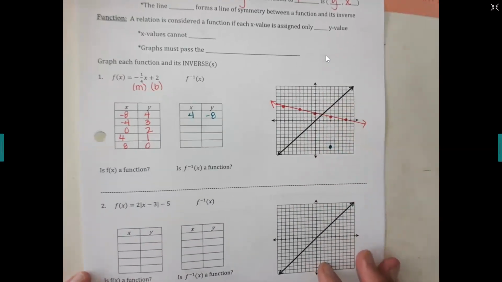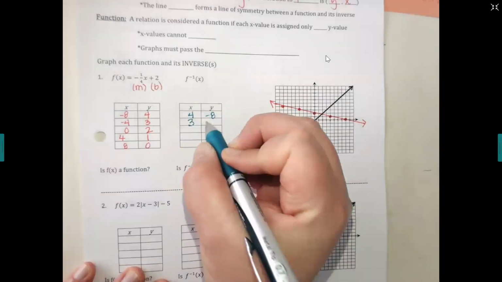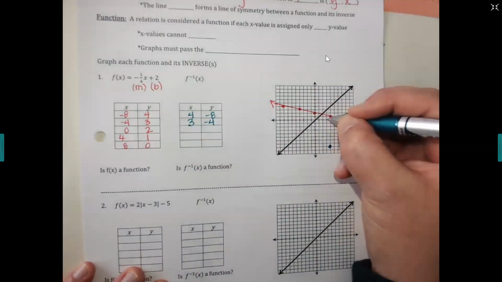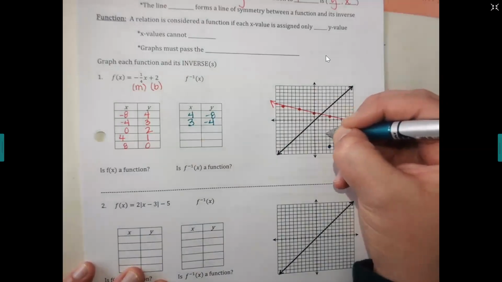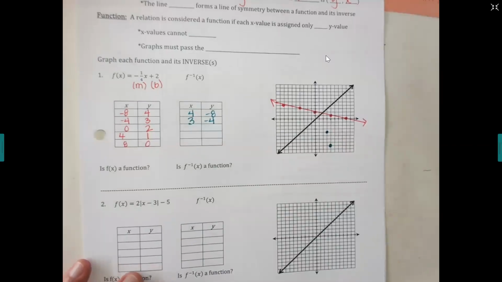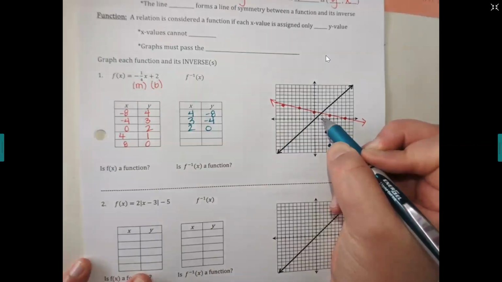My next point was (-4, 3). What will that be backwards? (3, -4). So then I'm going to go over 1, 2, 3, down 1, 2, 3, 4. No numbers on the graph. I know, I'm sorry, I should have picked one of the numbers. Okay, next one was (0, 2), what is that backwards? (2, 0), thank you. (2, 0) would be right here.